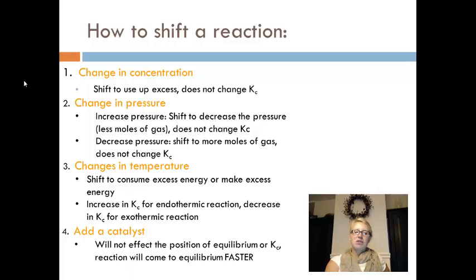For endothermic reactions, Kc will increase. For exothermic, it will decrease. And we'll do an example of this in a second. The fourth way you can shift a reaction is to add a catalyst. A catalyst will not affect the position of equilibrium or Kc, but the reaction will come to equilibrium faster.